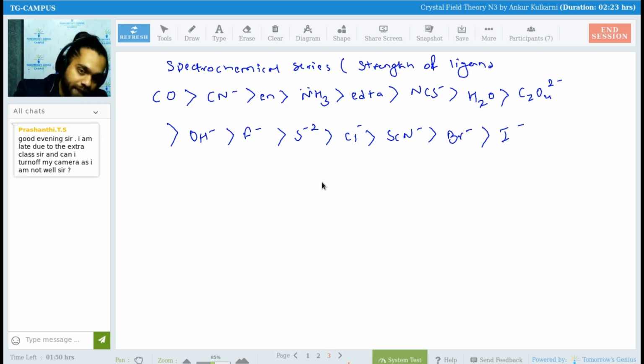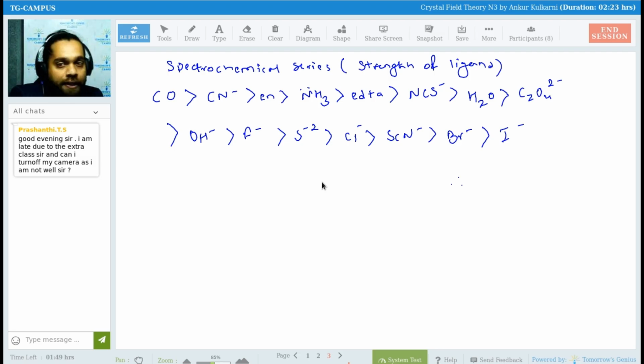Come on, write it down and say done in the chat box, everyone. This gives you the strength of the ligand. What is that before H2O? It is NCS, not NC5. It is NCS minus.